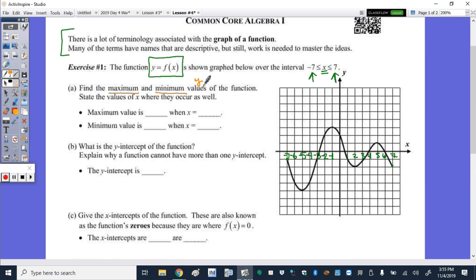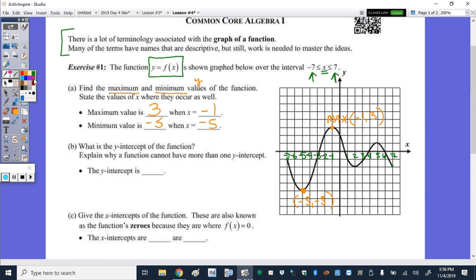Well, the highest point on the curve is right here. So this is a max whose coordinates are negative 1, 3. So our maximum output value is 3, because it's the y value when x is negative 1. The minimum, so the lowest point on the curve is right here, and that has the coordinates negative 5, negative 5. So the lowest y value is negative 5 when x is negative 5.